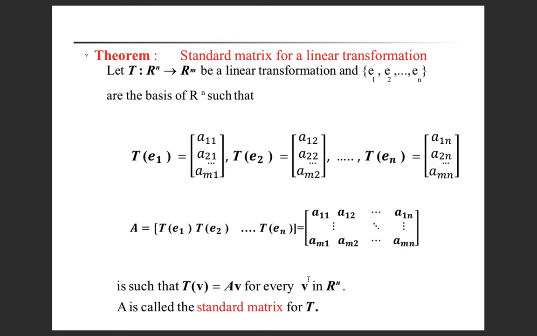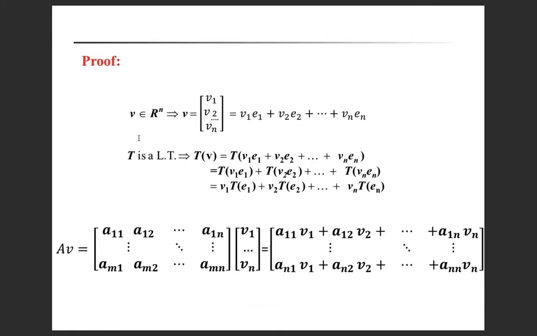And we know that V is an element of Rn and E1, E2, ..., En is a basis for Rn. Therefore, every vector V in Rn can be expressed as a linear combination of these basis vectors. So A here, which is the matrix of entries A11 through Amn, is called the standard matrix for the linear transformation T. So V belonging to Rn can be expressed as V1E1 + V2E2 + ... + VnEn.